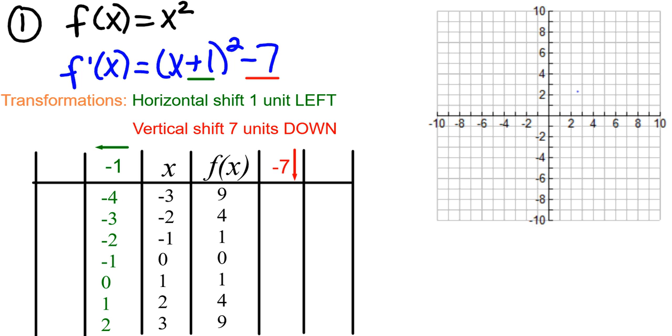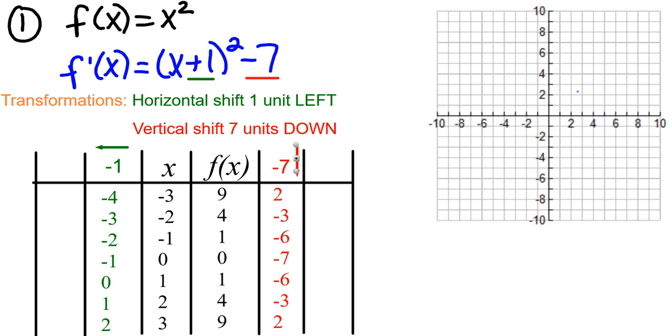So operationally, we're taking away 7 from each of those original outputs. So 9 minus 7 brings us to 2. 4 minus 7, -3. 1 minus 7, -6, and so on. Moving it 7 down from where it was previously.